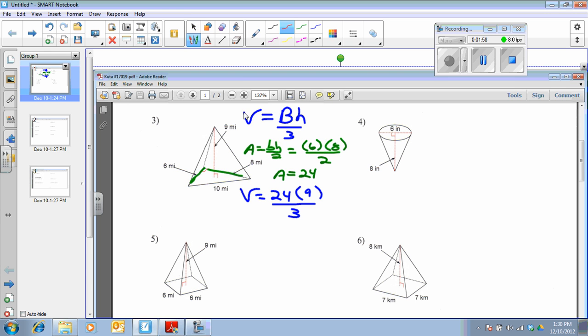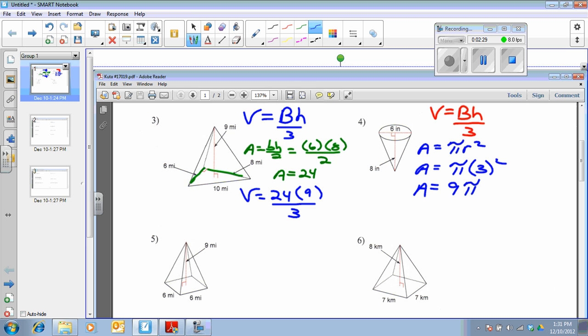When I look at problem number 4, remember my volume is going to be the area of the base times the height. It comes to a point, this cone, so I'm going to divide by 3. When I look at this, my base is a circle, so the area formula for a circle is pi r squared. But I've got to be careful because they're really not giving me the radius here, they're giving me the diameter. So the area of that circle is going to be pi times 3, which would be my radius, times 3 squared. And of course, if I leave that in terms of pi, it's going to be 9 pi would be the area of the base.